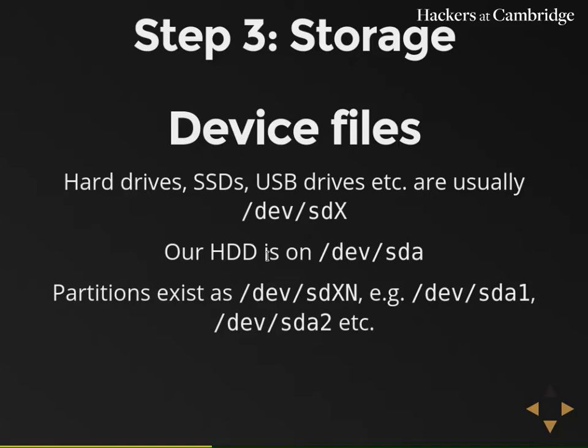Partitions on top of that hard disk, now we haven't got any partitions yet, so we won't see any of this, are, for example, sda1, which is the first partition, sda2 for the second partition. So that will come in useful later when we start partitioning our hard drive up.